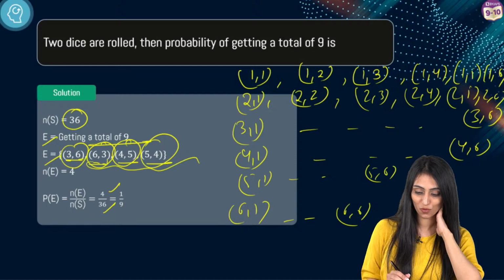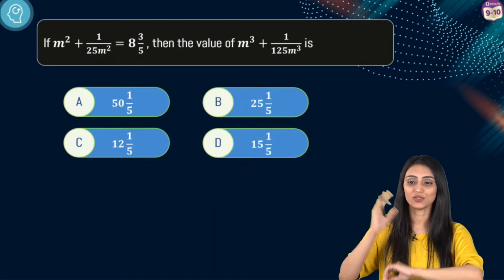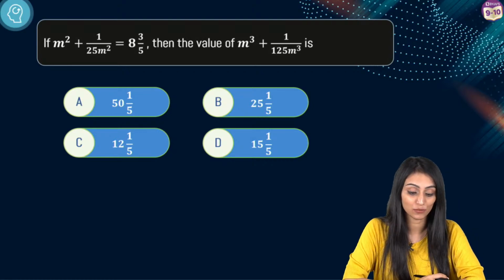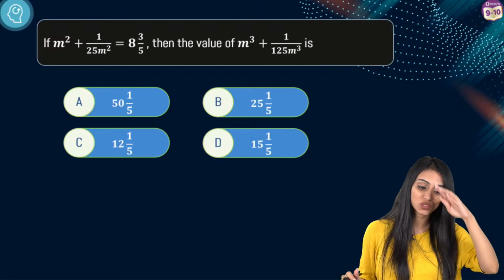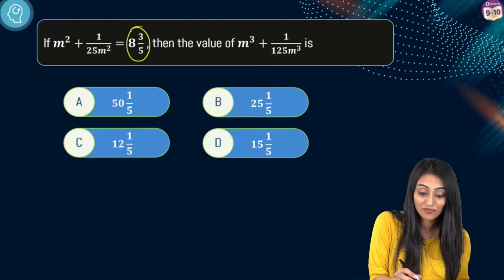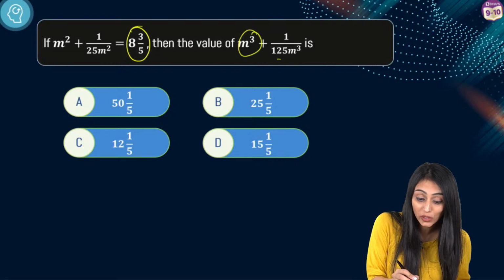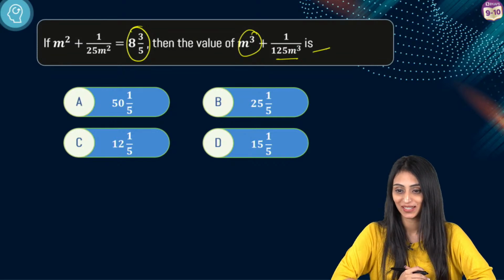All right, let's move ahead. Let's take a look at question number 4 now. So, if m squared, this is a very interesting question. See, if you're good in algebra, I'm sure that you would be able to give the right answer for this. So, try solving this. If m square plus 1 by 25 m square is equal to 8 3 by 5, then the value of m cube plus 1 upon 125 m cube is. This is interesting and a little tricky also, I know.